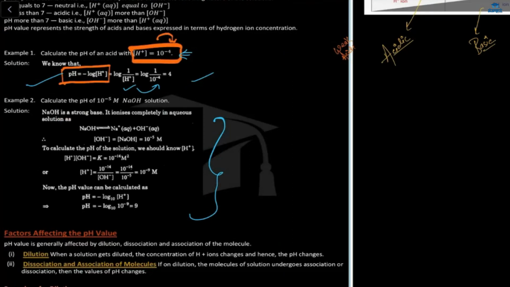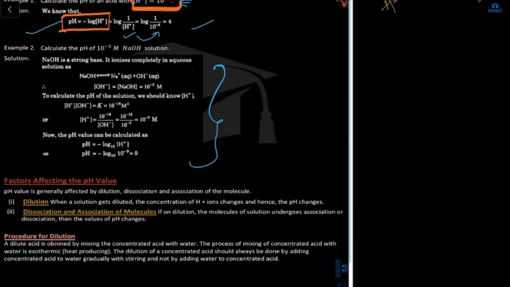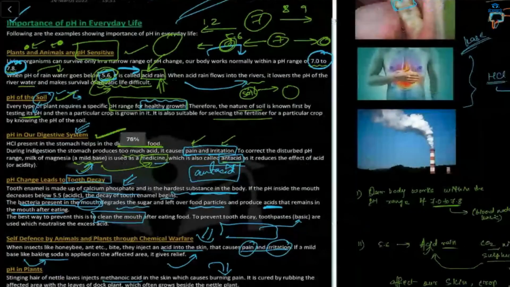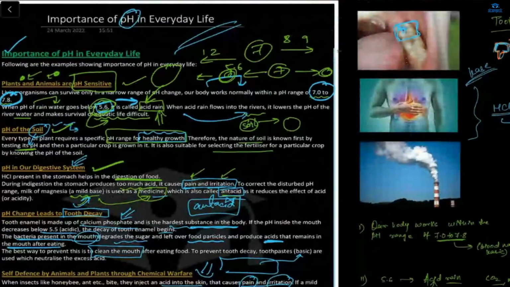One, two numericals also we discussed. So what are the factors affecting pH value? Dilution, dissociation. These are the factors affecting pH value. Importance of pH value is also important. What's the importance? Plants and animals, the digestive system. That's also important. So tell me how pH is important for our digestion.